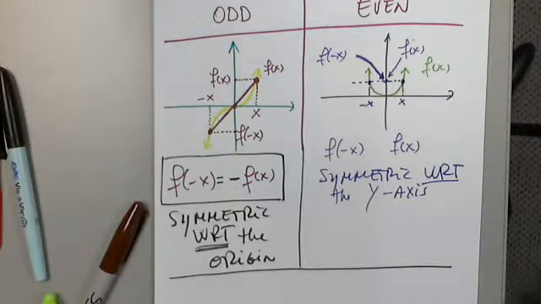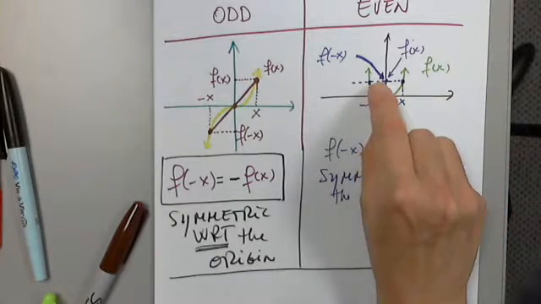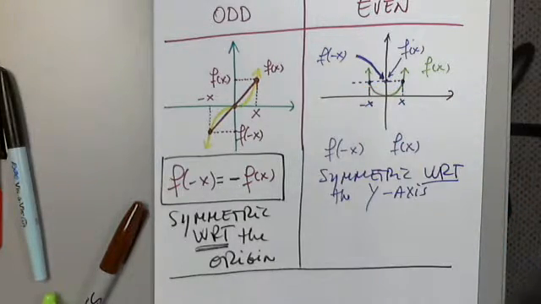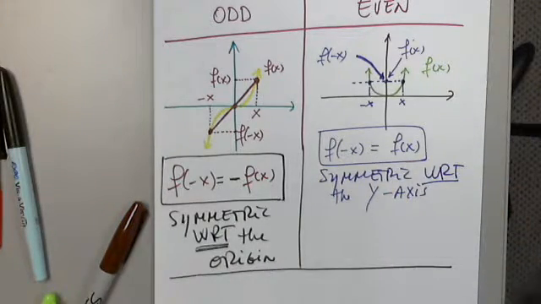But what is the relationship between f of x and f of negative x? They must equal each other. So if they are equal, the function is even. If they are opposites, the function is odd. Okay.